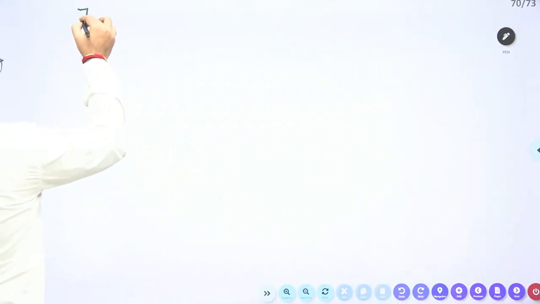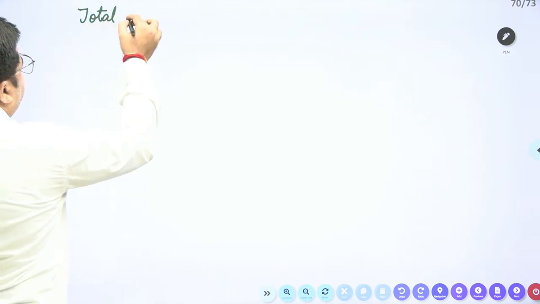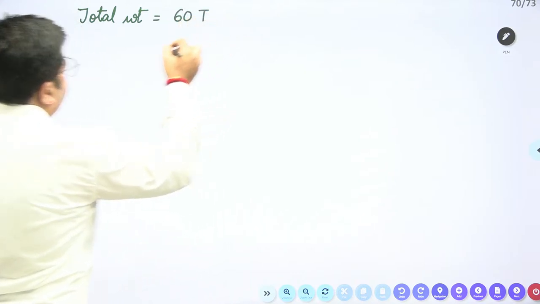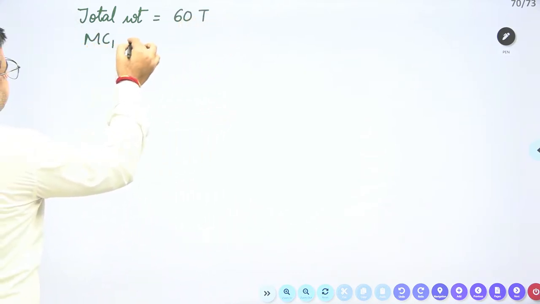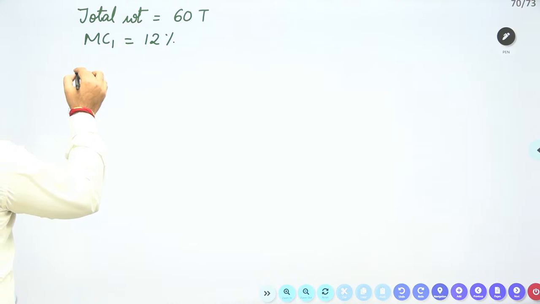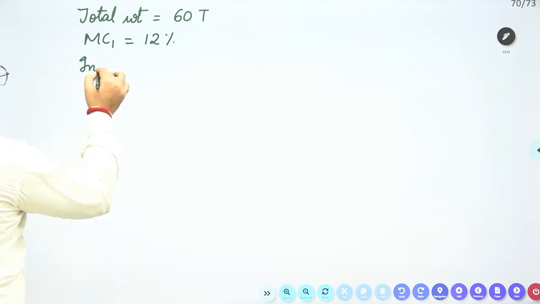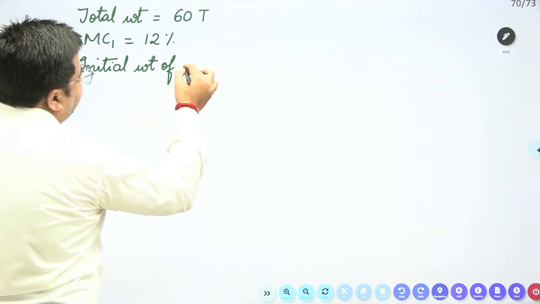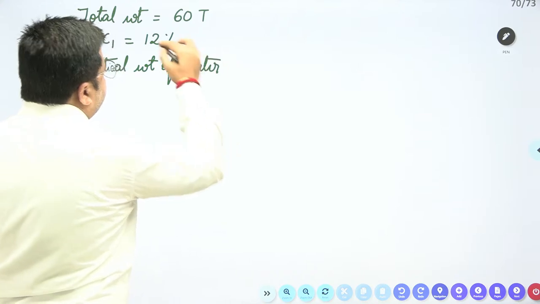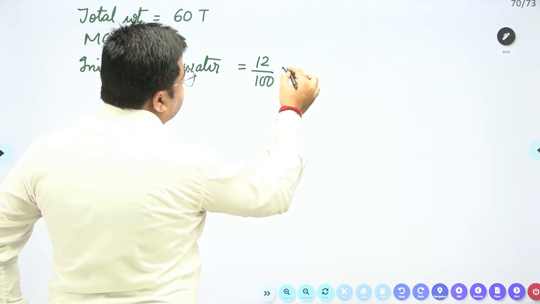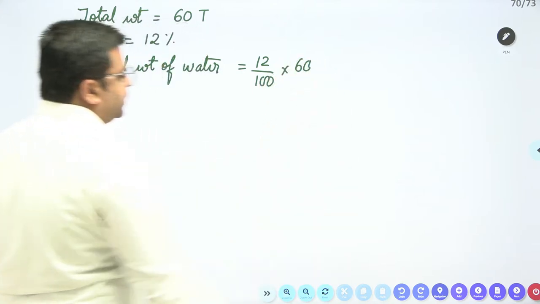So let me initiate this question. Total weight is given as 60 tons, right? Initial moisture content, MC1, is given as 12%. So if moisture content is 12%, the initial weight of water is 12% of 60. It is 12% of 60, right? Get me the value of 12% of 60.